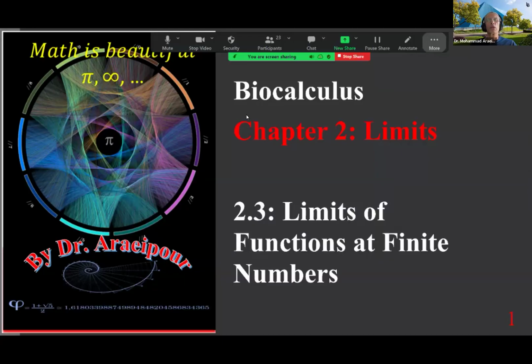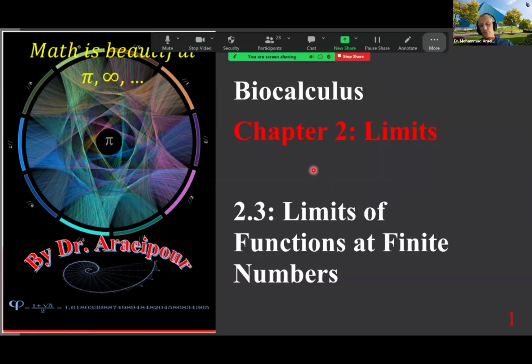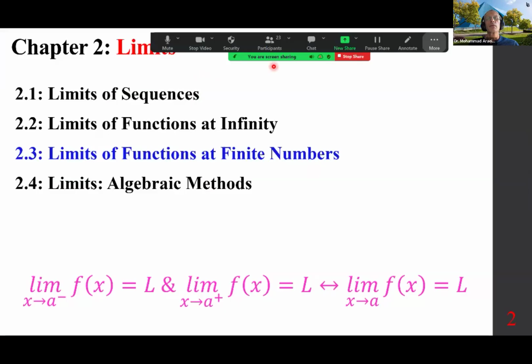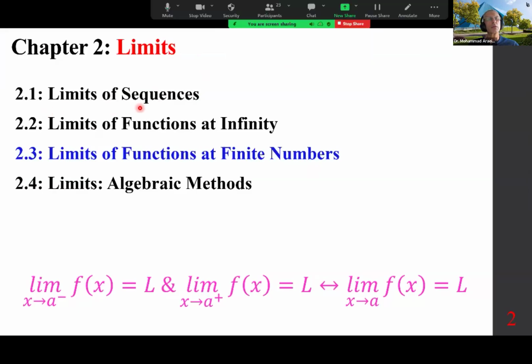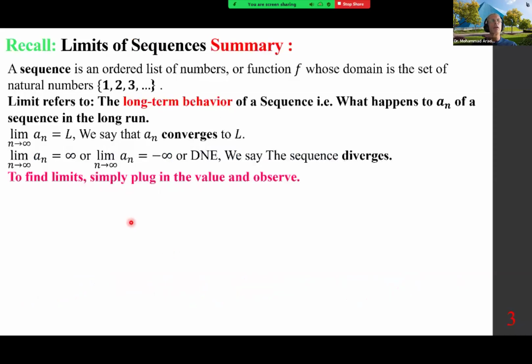Good morning, class. We are looking at chapter 2, limits, and here's 2.3, limits of functions at finite numbers. We covered limits of sequences, limits of functions at infinity, and now limits of functions at finite numbers. And here's the definition of a limit, one-sided limit. We discuss it with more details. Here's the summary of what we covered.